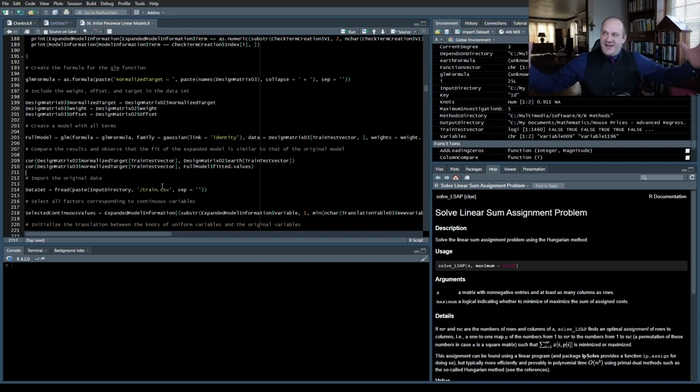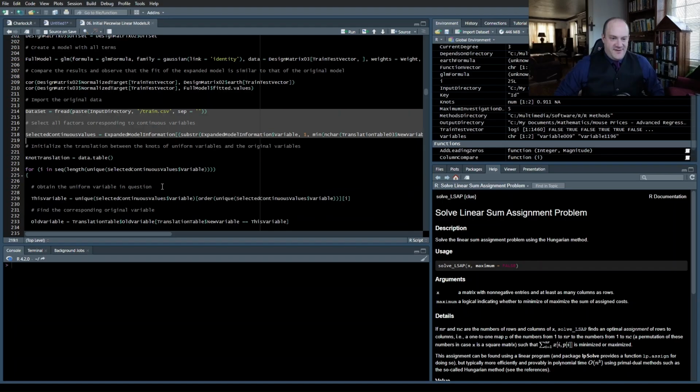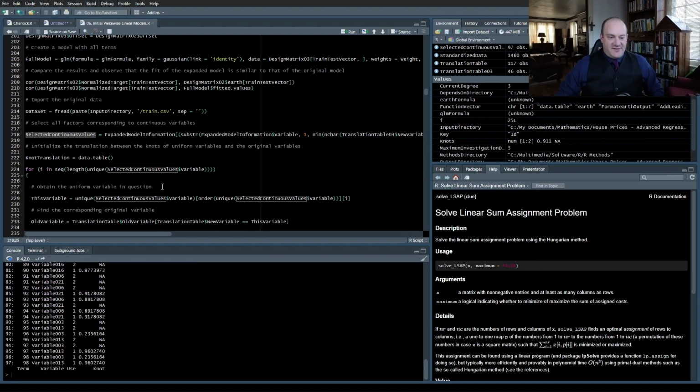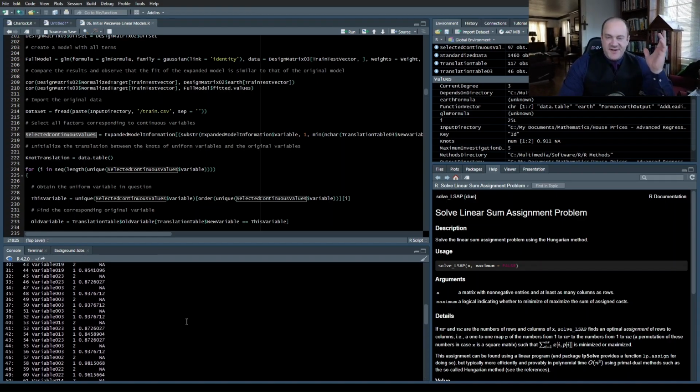Because the idea is to first get a very simple, fast model, and now we're going to start paring it down. So the first thing to do is to bring in the original data set here and to get our list of continuous variables, okay? So the selected continuous variables, what is this? Well, this is coming from our expanded model table. And it's all of our continuous variables.